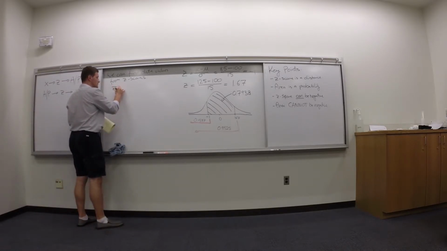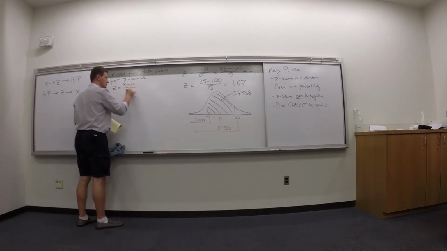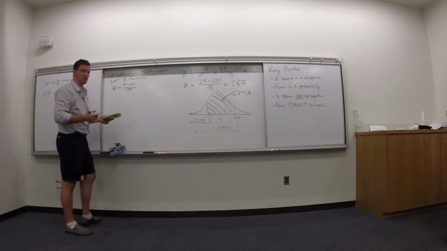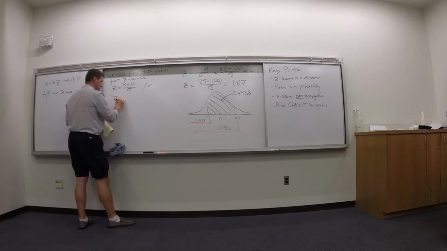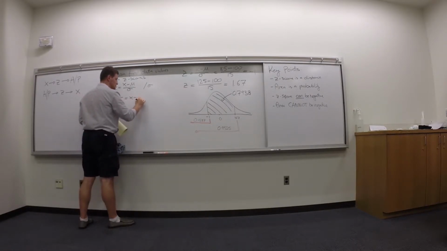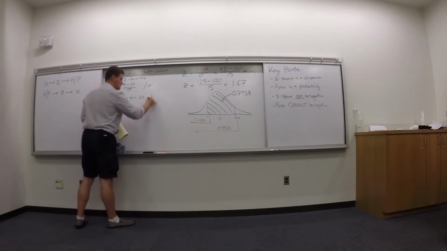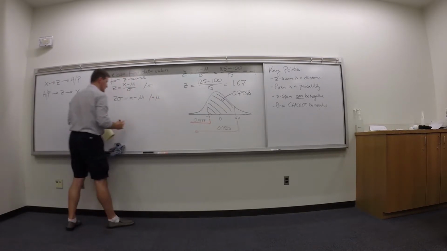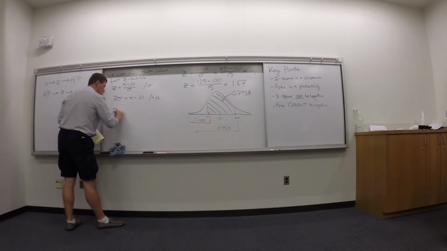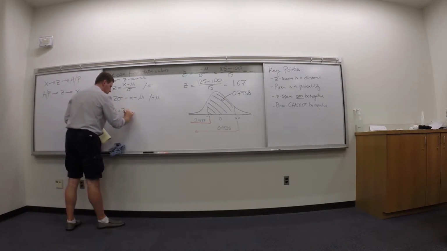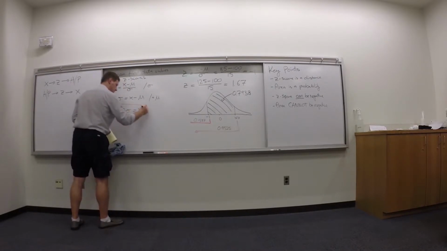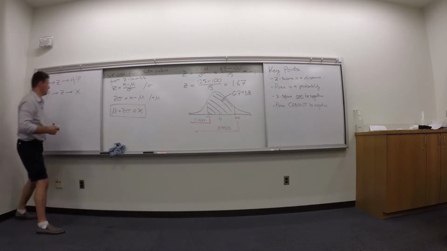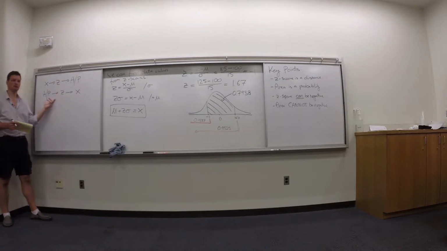Well, here, if z-score is x minus mu divided by standard deviation, then if I multiply both sides by standard deviation, I get z times standard deviation equals x minus mu. And if I add mu to both sides, what do I get? Well, I get mu plus z times sigma equals x. And suddenly, we have the last step of this travel, where we can get from probability to an actual value.